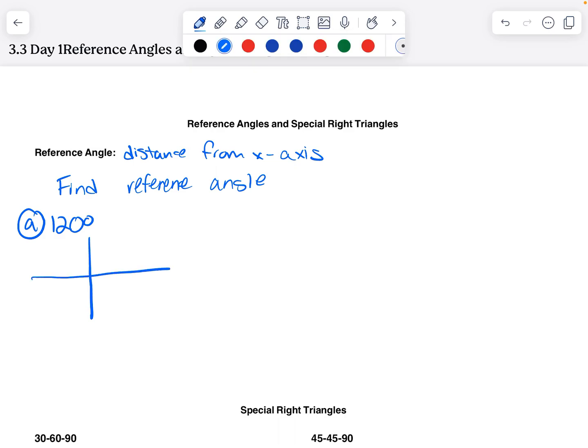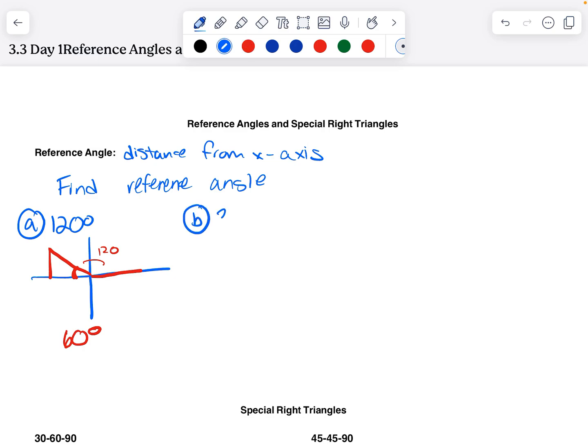If I was to draw it in standard position, so again, starting here, 120 would be in this quadrant. Now our reference angle is if I was to draw a line straight down, what is that angle with the x-axis? So our reference angle would be 60 degrees.